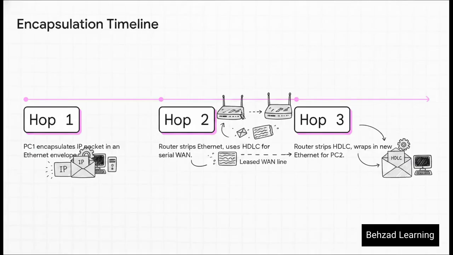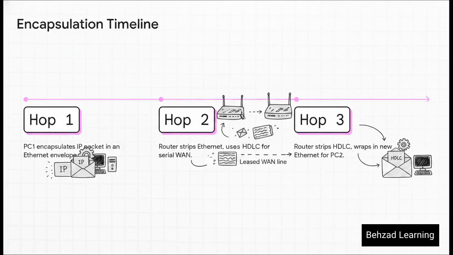This whole process creates a totally new problem for Behzad to wrap his head around. If the IP address stays exactly the same from end to end, how on earth does the router physically push that packet across completely different types of WAN links? Let's trace the packet's journey looking at encapsulation. Notice how the core IP packet stays perfectly intact. Source IP, destination IP, unchanged. But the outer data link envelope is constantly being stripped off and replaced at every single router hop.